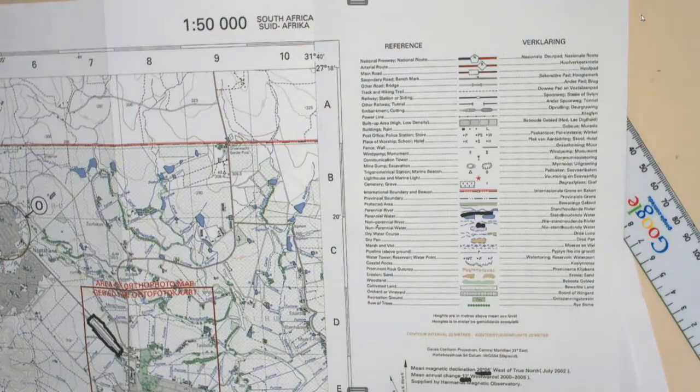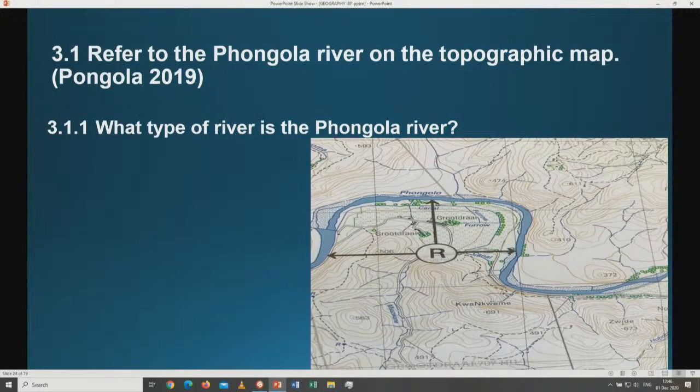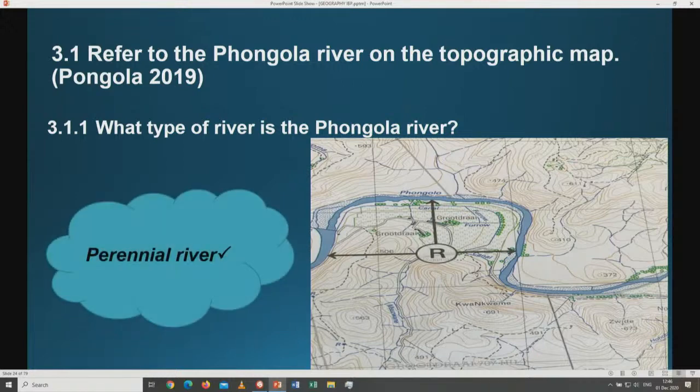When you look at your map here, you can see that on the map clip, the Pongola River has solid blue, meaning that it is what type of river? It is a perennial river, grade 12, because it has solid blue. It's blue all over there. It means that it flows throughout the year. And one of the things that you must remember, grade 12, is this.